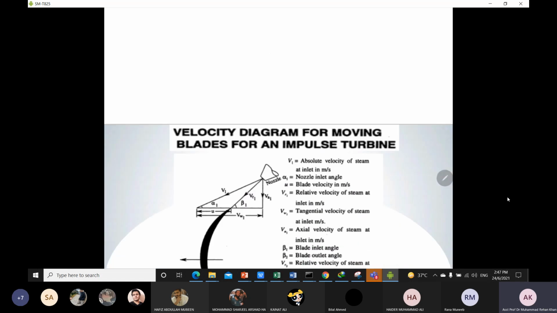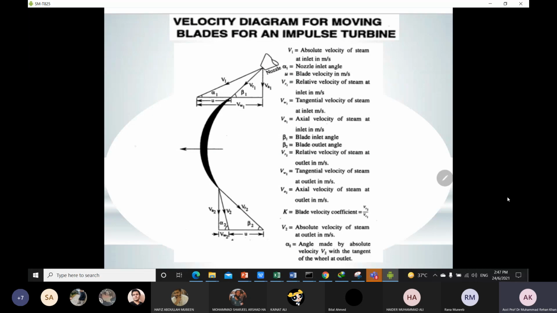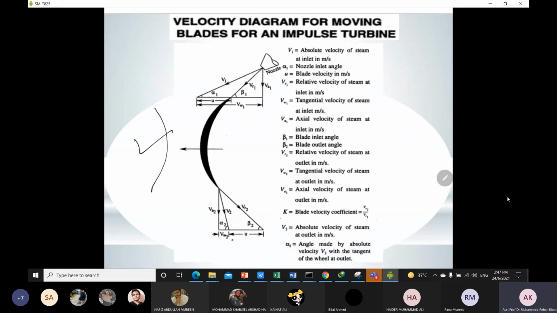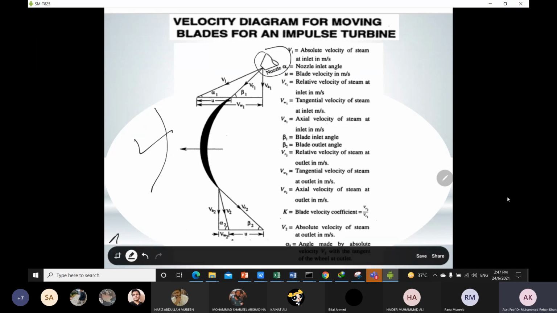So if you have to draw, you just have to take this figure as a reference. In this case, the only difference is I have drawn the blade like this and the nozzle is over there. The nozzle is at the upper side and the blade direction is different. And the rest of all the parameters are the same.